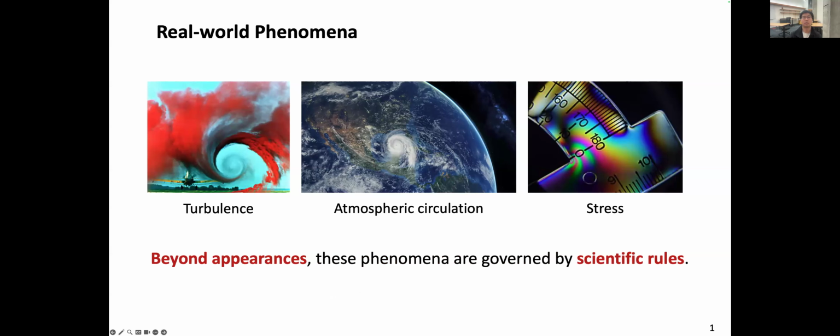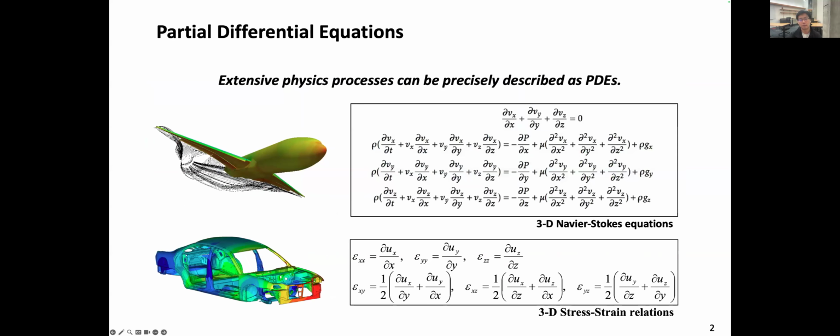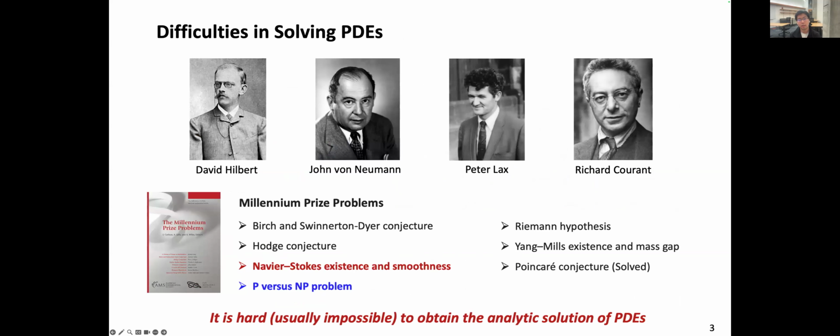If we think about these phenomena from a more basic view, we can find that they are inherently governed by scientific rules. Specifically, extensive physical processes in the real world can be precisely described as differential equations, or PDEs, such as the Navier-Stokes equations for fluid dynamics and the stress-strain relations in solid mechanics. Accurately solving these PDEs is really important, not only for understanding the world, but also for supporting many engineering problems like manufacturing. However, solving PDEs is a great challenge. The Clay Mathematics Institute listed the Navier-Stokes existence and smoothness problem among the seven Millennium Prize Problems, in parallel with the P versus NP problem in computer science. So it's really hard, and nearly impossible, to obtain analytic solutions of PDEs.